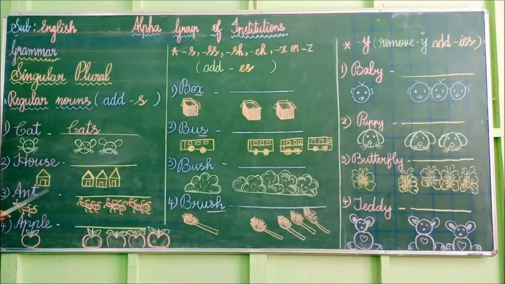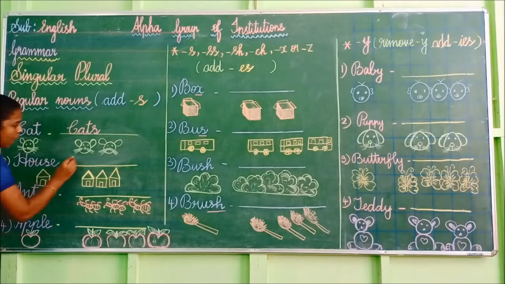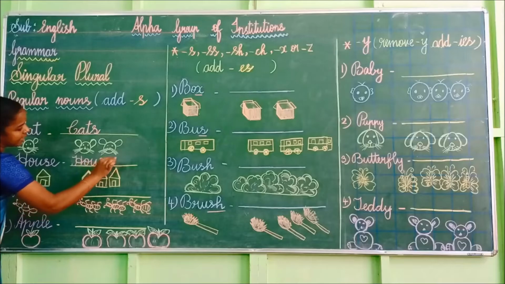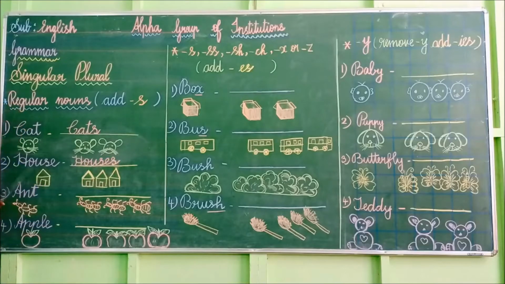Next one. What's this? This is a house. H-O-U-S-E, house. Here you have only one house. Here you have 3 houses. So the plural form of house is houses. H-O-U-S-E-S. The plural form of house is houses.